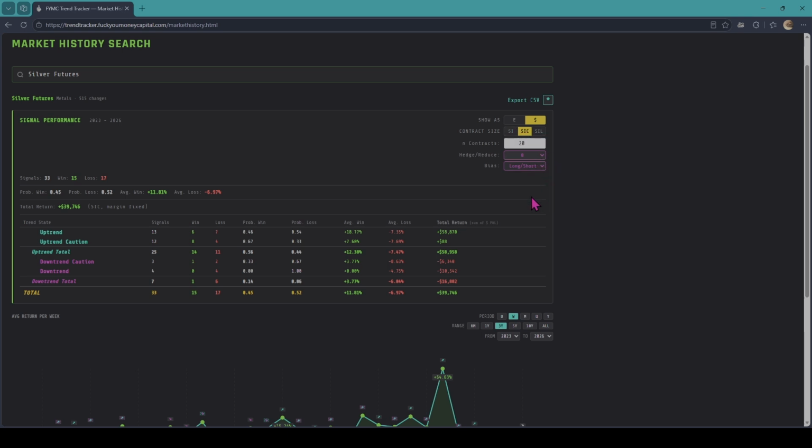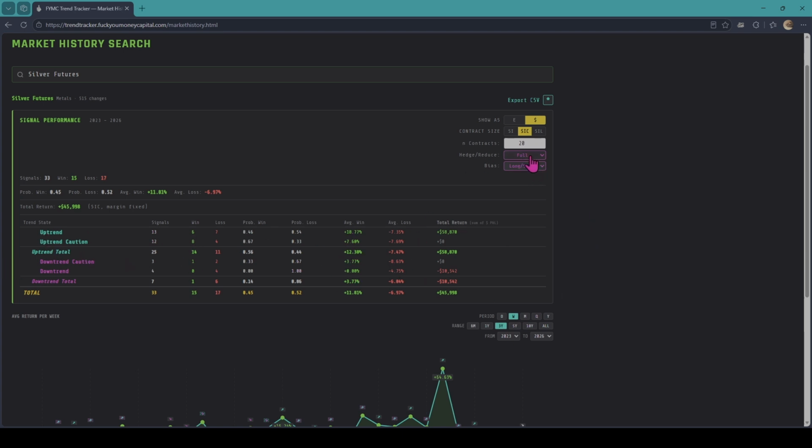If you reduce by half, you're going to see the gains or losses on the uptrend caution and downtrend caution states get reduced by half. If you go by full, you're going to see zero because you're not participating. The average win, all that stuff, you're basically saying, I'm going to sit it out. I'm only going to be in the market when it's in an uptrend or downtrend, and stay out of the caution states where there's chop.